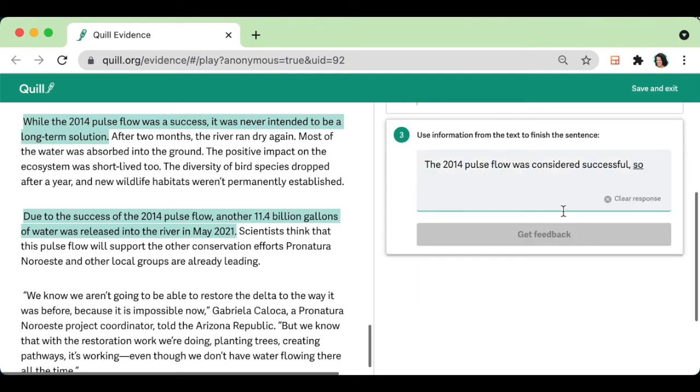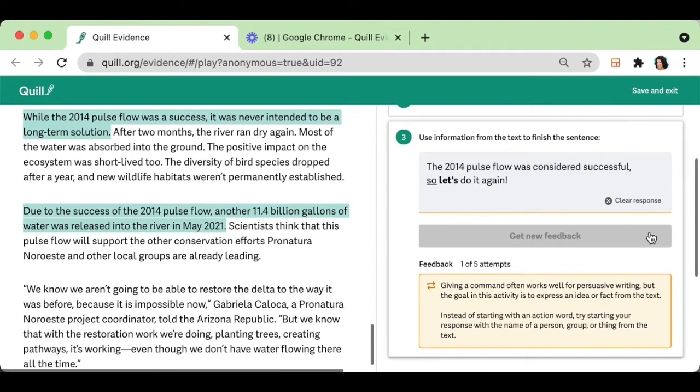Then they'll move on to their last stem, the SO stem, and they have the 2014 pulse flow was considered successful, so, and they might write, "Let's do it again." They'll get this feedback. "Giving a command often works well for persuasive writing, but the goal in this activity is to express an idea or fact from the text.